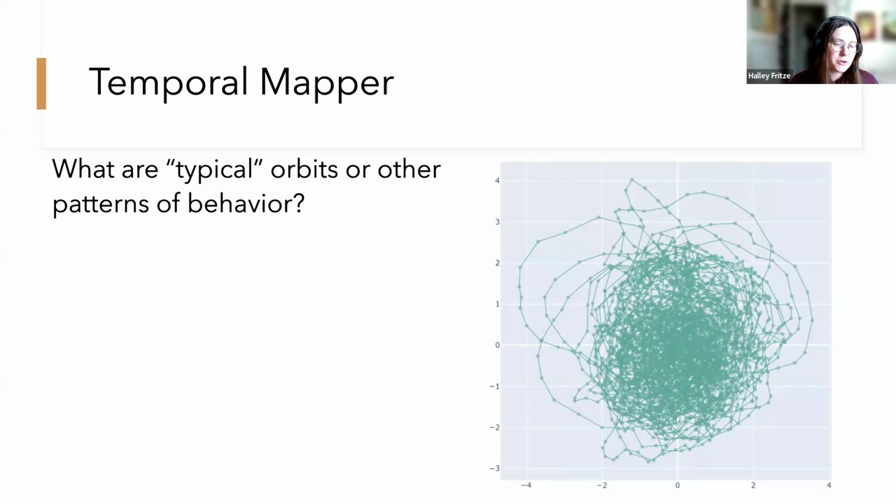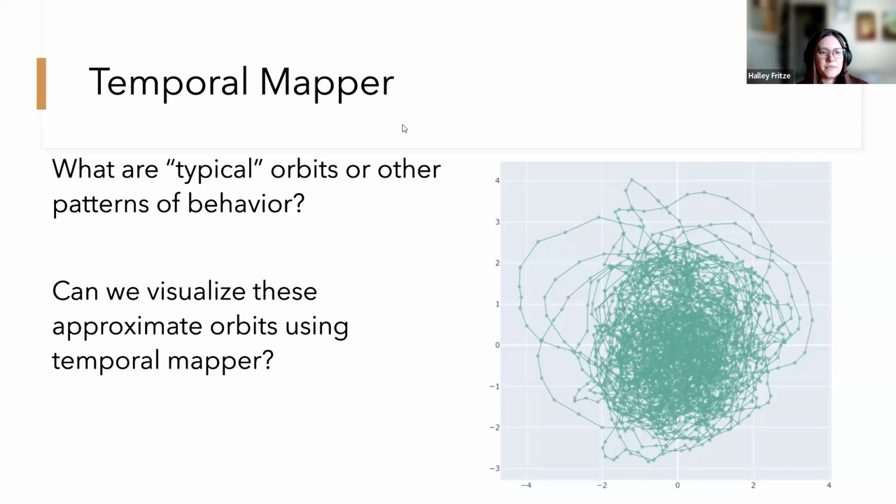So what we wanted to do with temporal mapper was sort of ask or try to answer questions like, what are typical dynamical orbits or other patterns of behavior that are occurring in the dynamical system? And can we visualize these or approximate these orbits using temporal mapper, right? If you think of mapper as sort of like an approximation of your data set through some simplicial complex or graph complex, can we sort of take all the general information of the dynamical system and approximate the orbits through this directed subgraph? And so we're going to be doing that on the following data set on the right, which is very messy.